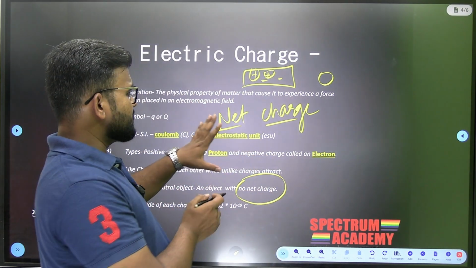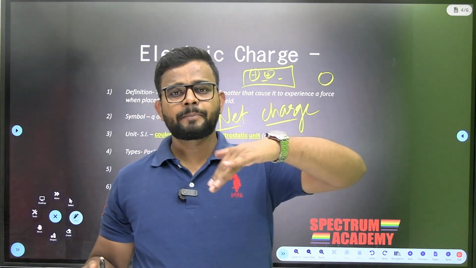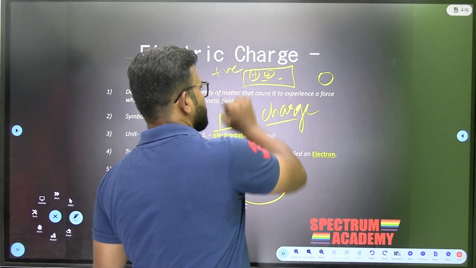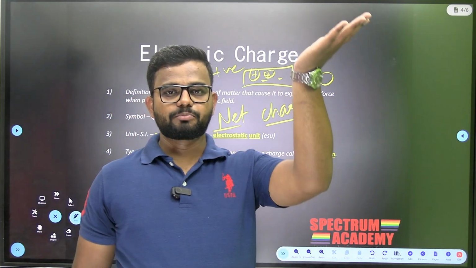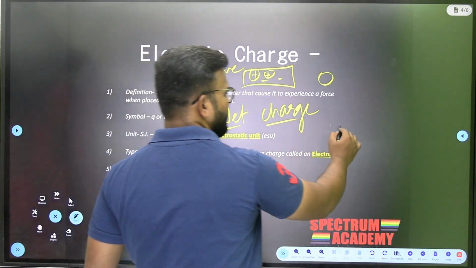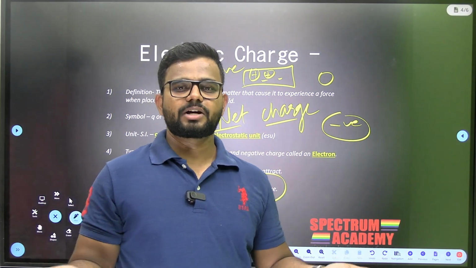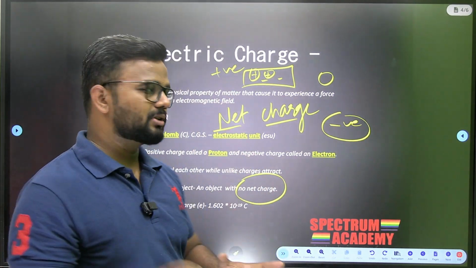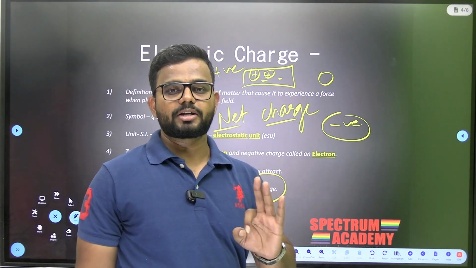Suppose I have two positive charges and only one negative charge, then positive charge will be greater in number and the net charge on the system will be positive. On the other hand, if I have more negative charge and less positive charge in number, then the net charge on the system will be negative, obviously. But if positive charge and negative charge are both equal in magnitude, then the total charge on the system remains 0, that is what we call net charge on the system is 0.